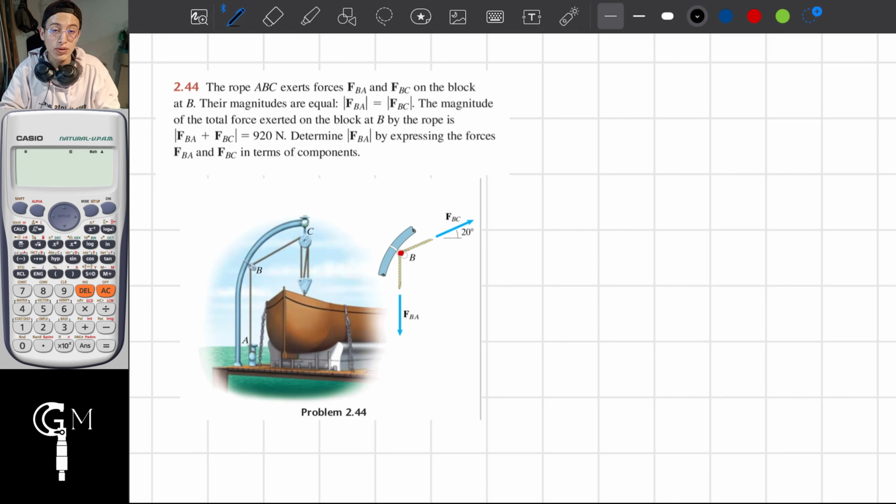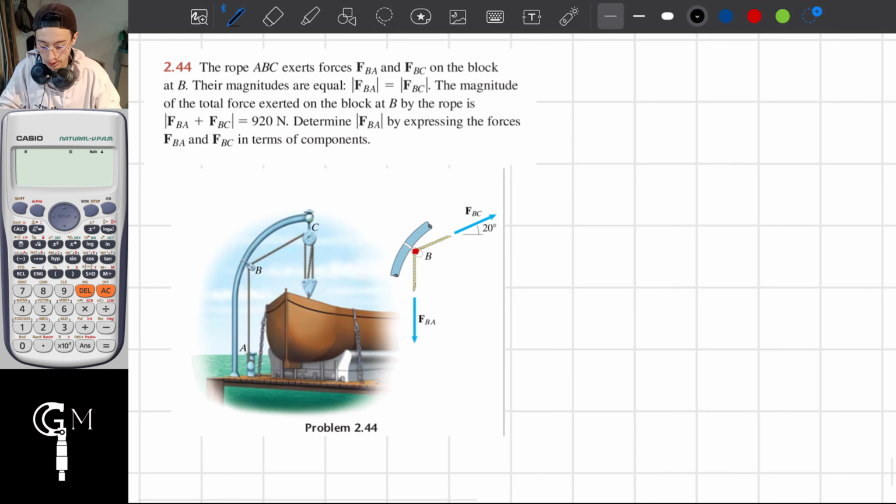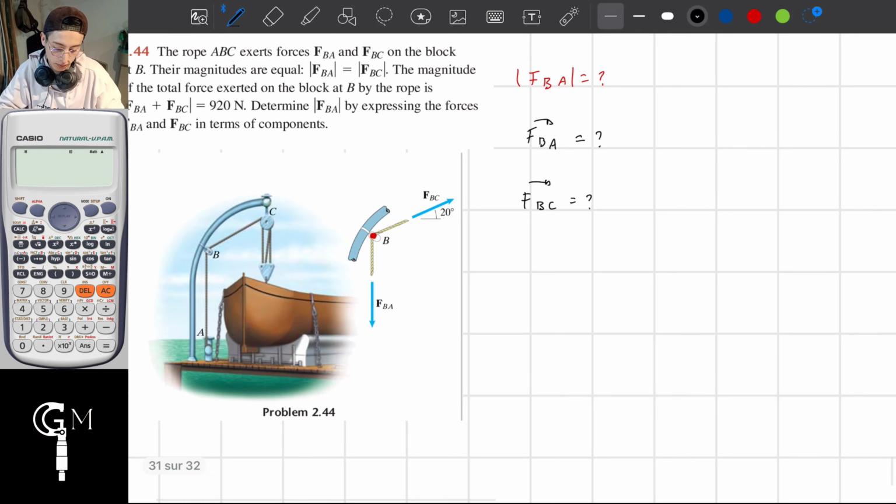Alrighty, so as always, first I'm going to solve the exercise. Second, I'm going to explain what was needed for me to solve it. We will start by determining what the exercise is asking. Basically, it wants us to determine the magnitude of FBA. And it is giving us a hint. We have to do it by expressing the forces FBA as a vector, which means in terms of components, and FBC as well, in terms of components.